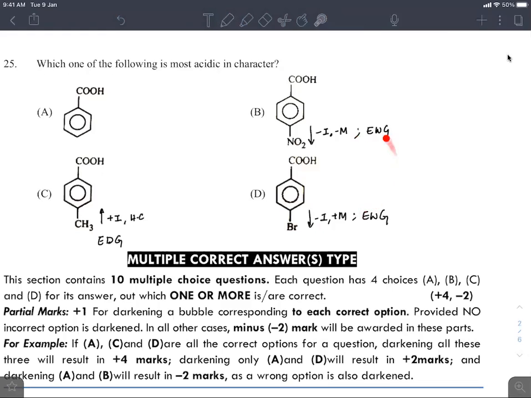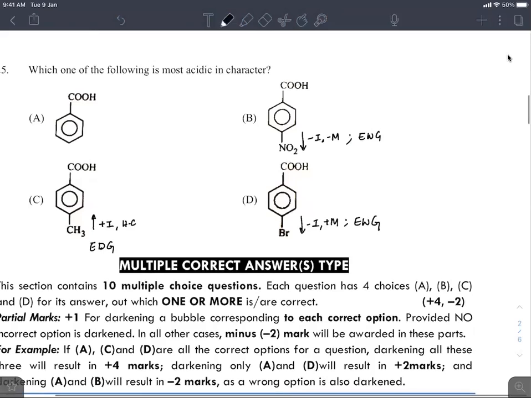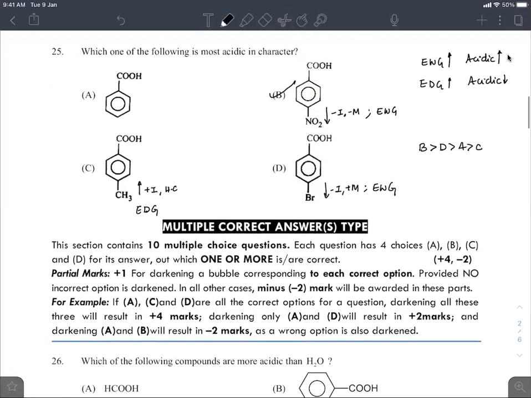So these two are electron withdrawing groups, and always remember that more electron withdrawing group, more is the acidic nature, and more electron donating group, less is the acidic nature. So which is most acidic here? B. If you are asked the order, then B, D, A, C. Okay.